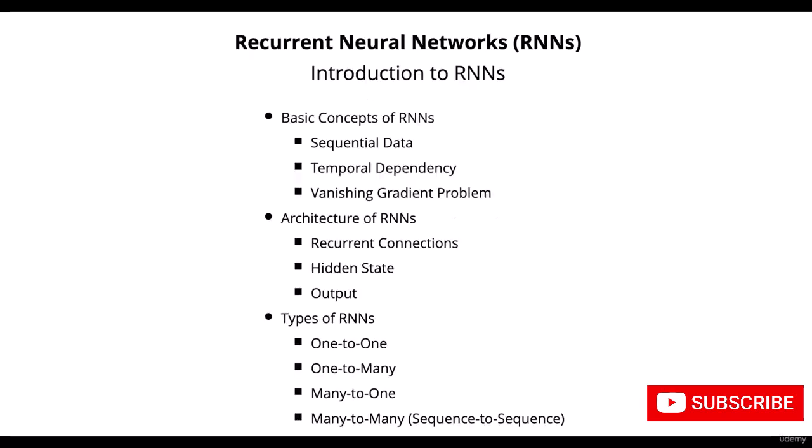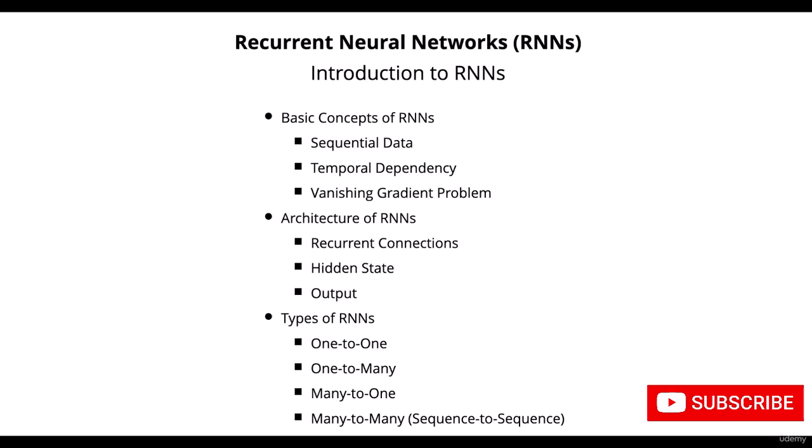Recurrent neural networks. Let's go over the introduction to RNNs. RNNs, or recurrent neural networks, are a class of neural networks designed to effectively process sequential data by maintaining an internal state or memory. They are widely used in natural language processing, speech recognition, time series analysis, and other sequential data tasks. Let's deep dive into the introduction to RNNs.